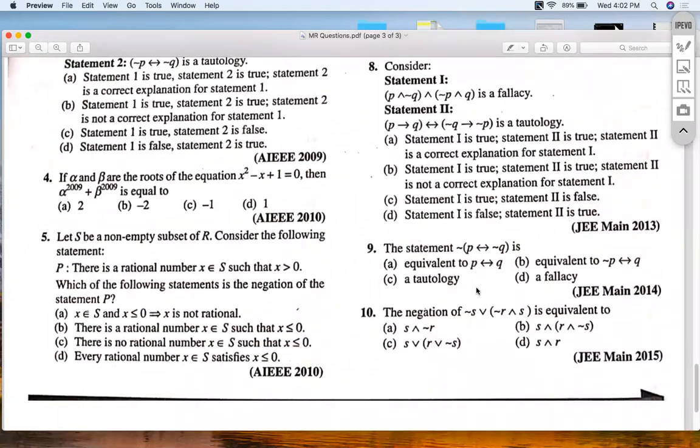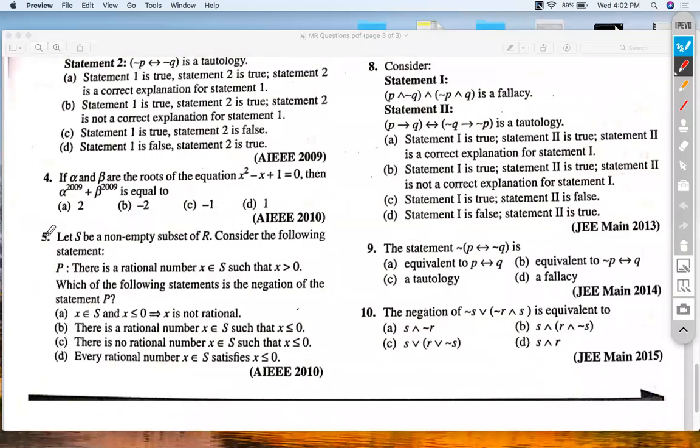Yeah, let's say I take this question. Question number 5. I read this question. Let S be a non-empty subset of real numbers. Consider the following statement. P says there is a rational number X belonging to the set S such that X is greater than 0. Which of the following statements is the negation of C?